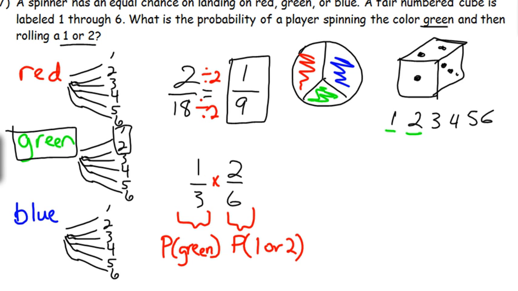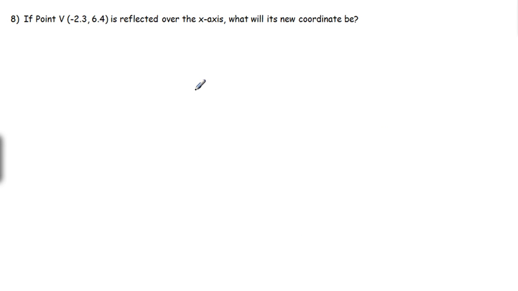So if we take 1 times 2, we get 2. 3 times 6 is 18. And look at that, we get the exact same answer that we got doing the tree diagram. So either way you do it, the answer is 1/9. Okay, that's that. Alright, number 8.